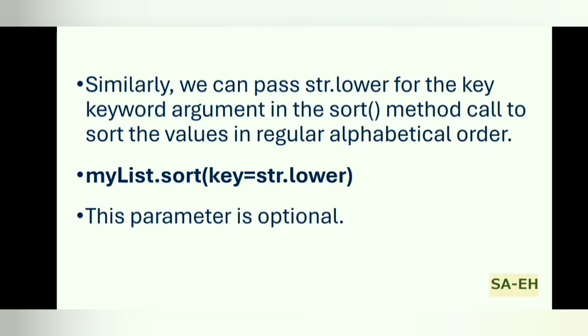myList.sort key equals str.lower. This causes the sort method to treat all the items in the list as if they were lowercase without actually changing the values in the list. This parameter is optional. The default value is none. That means that list items are sorted directly without calculating a separate key value.